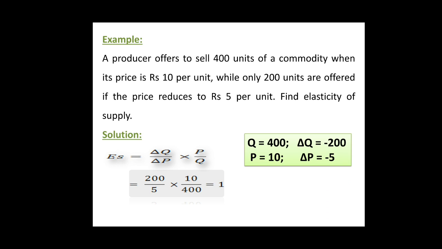So substitute the values in formula. We will get del Q divided by del P, that is minus 200 divided by minus 5 into P divided by Q, which is 10 divided by 400. Minus and minus get cancelled, so it will be 200 divided by 5 into 10 divided by 400, which is equal to 1. So elasticity of supply in case of this example is exactly equal to 1. That is, the percentage change in quantity supplied is exactly equal to the percentage change in price. Thank you.